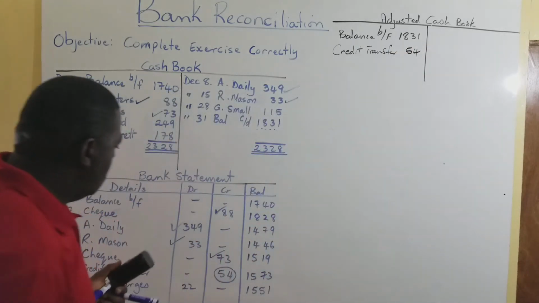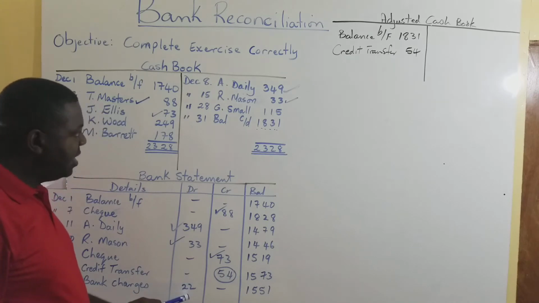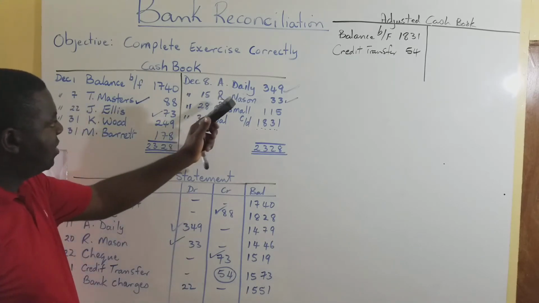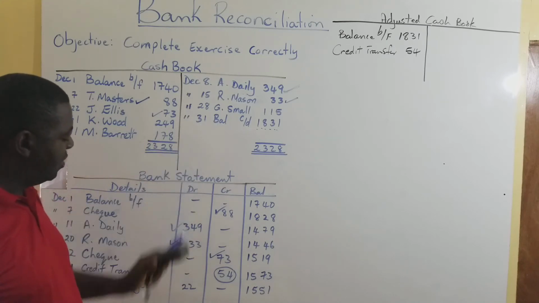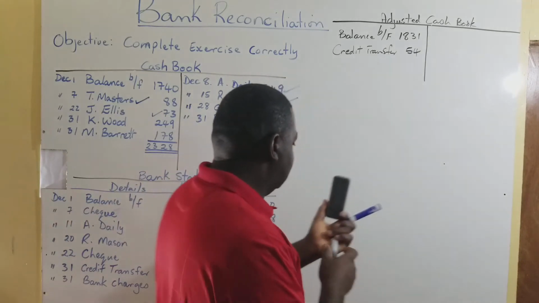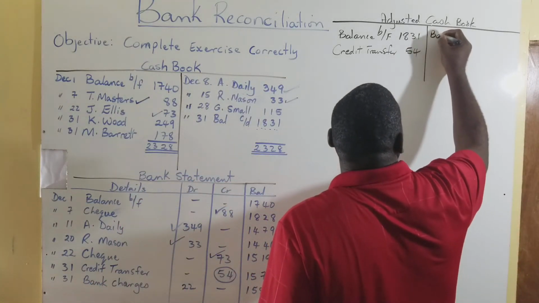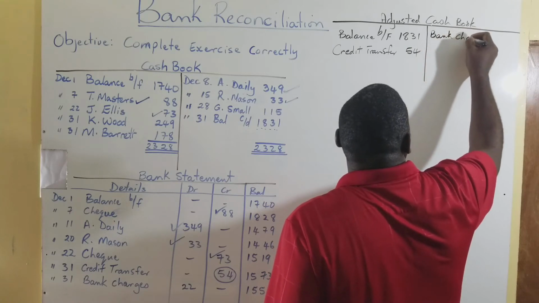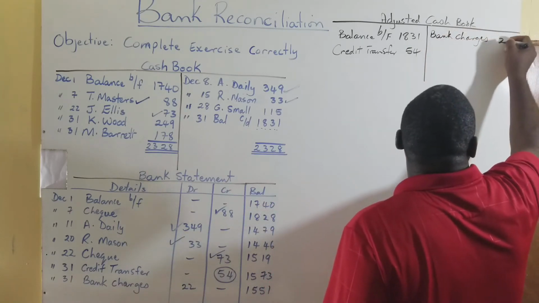Okay. We recognize as well that this item 22 is not on the credit side of the cash book. So we know that this item must go on the credit side of the adjusted cash book, and we do that, which is bank charges. And the bank charges figure is 22.